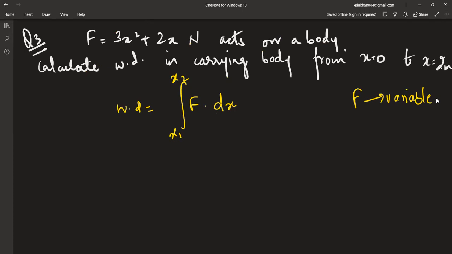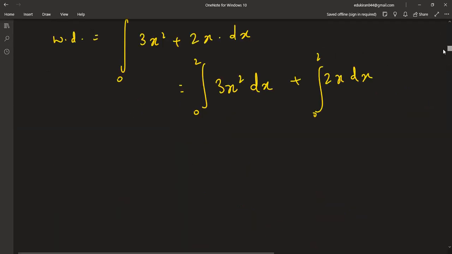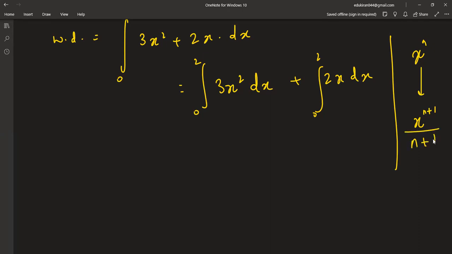So know the usages of these formulas. Now what is the question? The question has given the value of force as 3x square plus 2x dx, to integrate from 0 to 2. So this becomes 3x square dx plus 2x dx, and we have to integrate both from 0 to 2. All those who are not familiar with integration, please revise the concepts of integration. When you have x to the power n, this becomes n plus 1, and whatever power is obtained goes in the denominator.